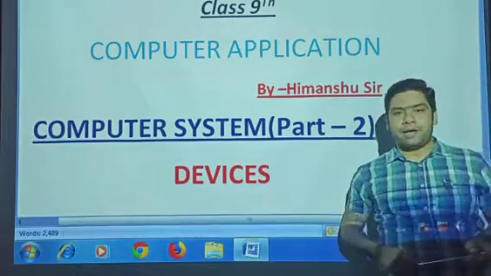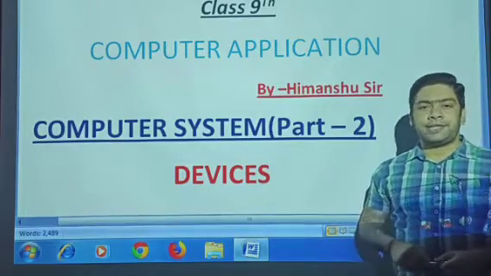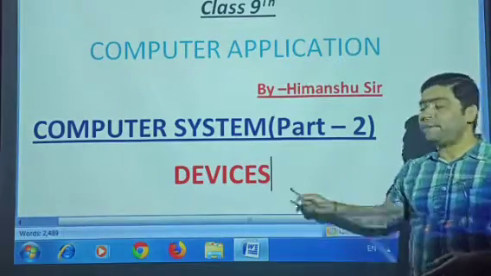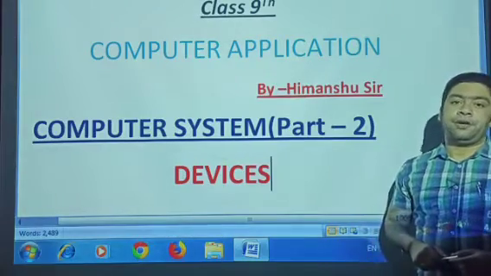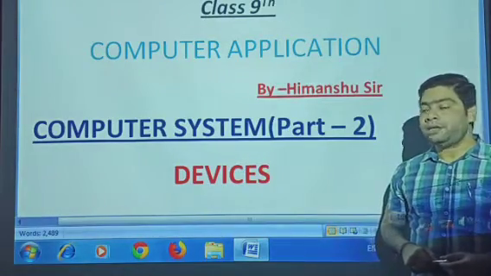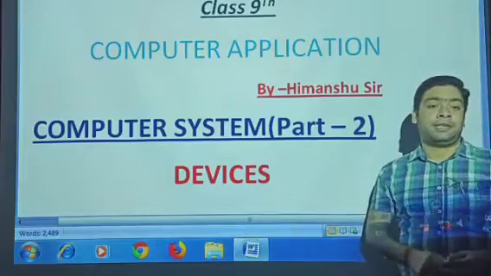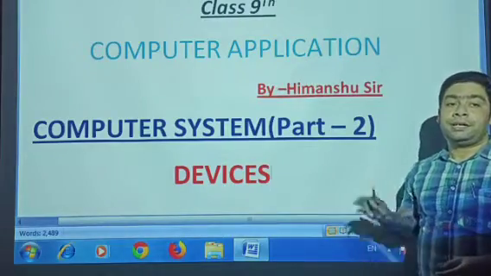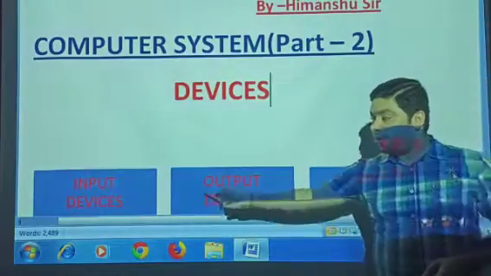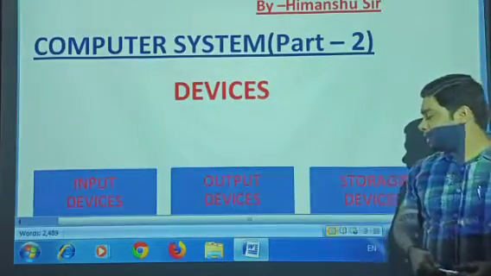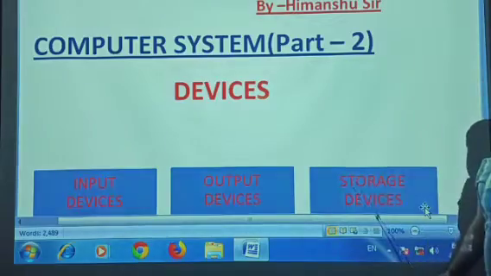In this module, we are discussing the devices which are directly or indirectly connected to our computer system. Here we are discussing devices. Devices are of three types: input devices, output devices, and storage devices.